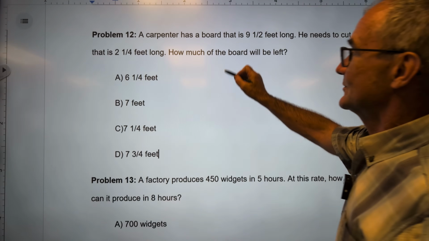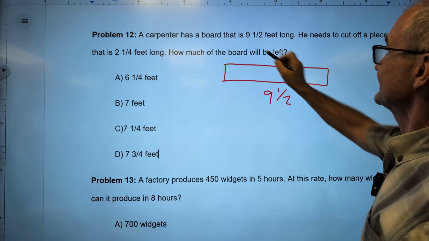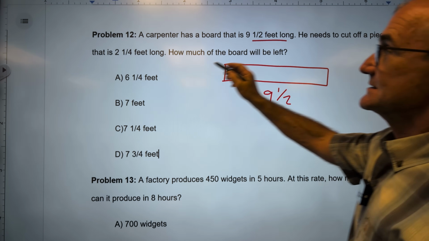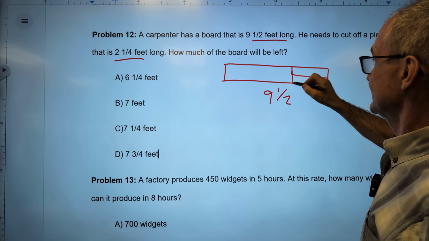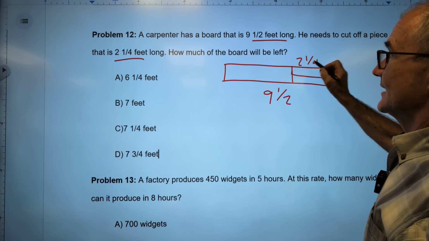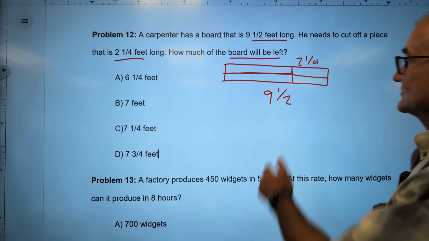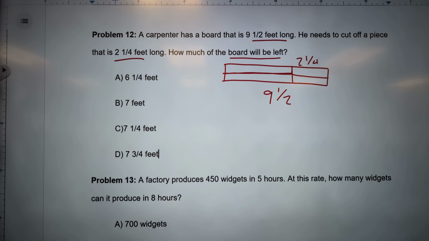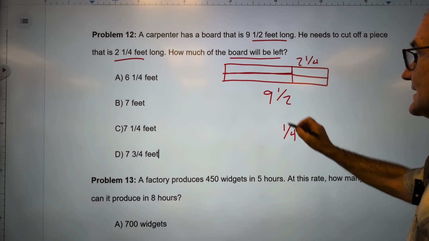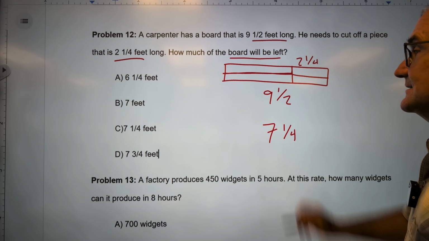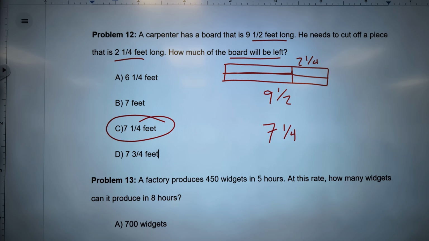Let's go ahead and do number 12. A carpenter has a board 9.5 feet long. So the whole board's 9.5. He needs to cut off a piece that is 2 1/4. So he's cutting off 2 1/4 here. How much will be left? So I want to know this. So I do 9.5 minus 2 1/4. A half minus a quarter is going to give me a quarter. 9 minus 2 is 7. Correct answer, answer C, 7 1/4 feet.